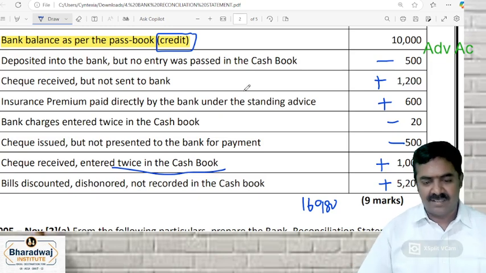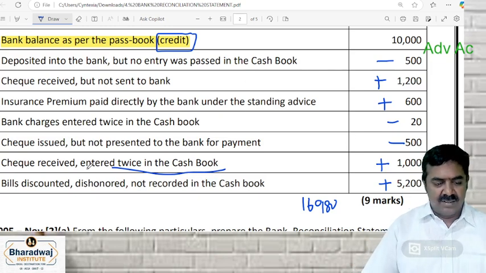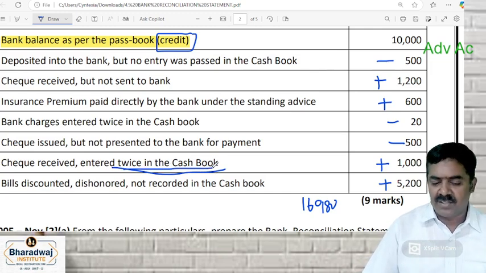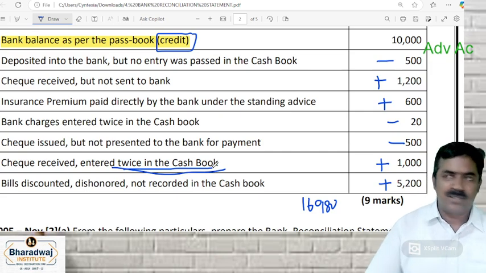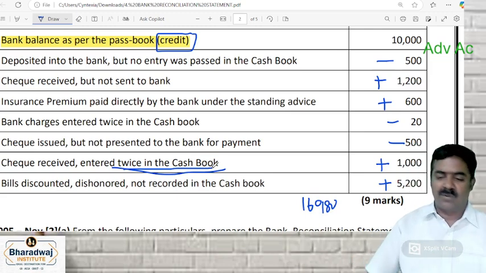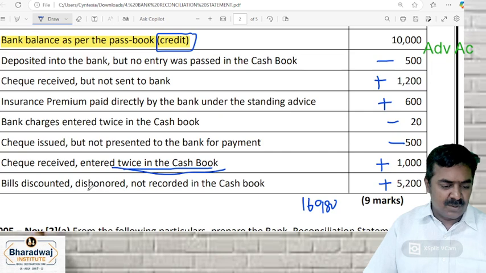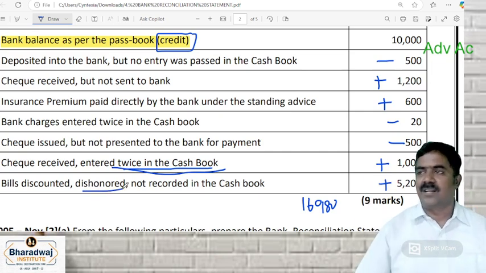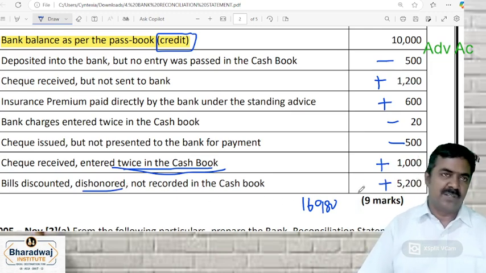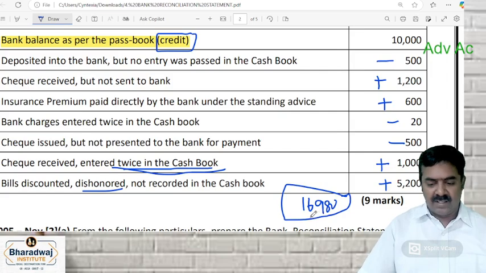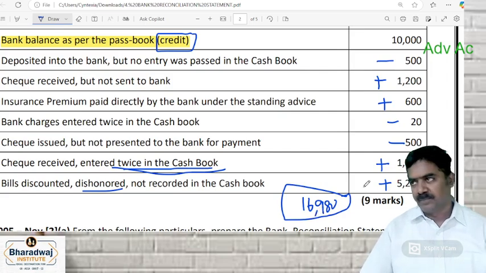You get it, right? For example, checks received entered twice in the cash book. We have added once, customer adding once, no reconciliation required. But customer added what? 2 times. Let us also add 1 more time. Bills discounted, dishonored. Dishonored actually what we'll do? Banker will reduce. Customer has not reduced. So what to do? Add back 5,200. According to the customer, we adjust. We get 15,980. 16,980.